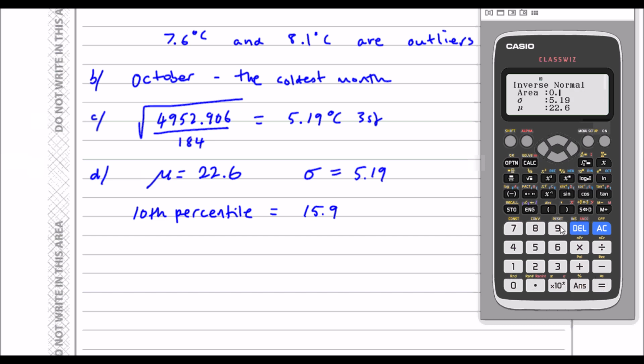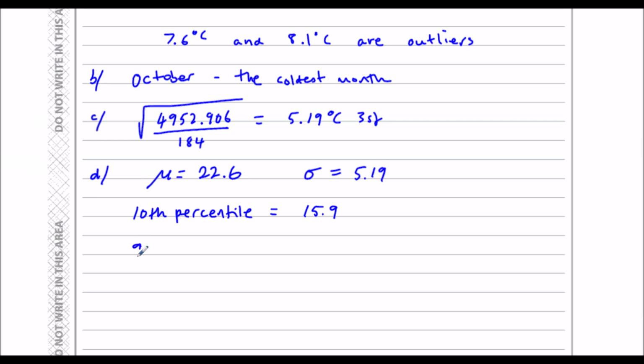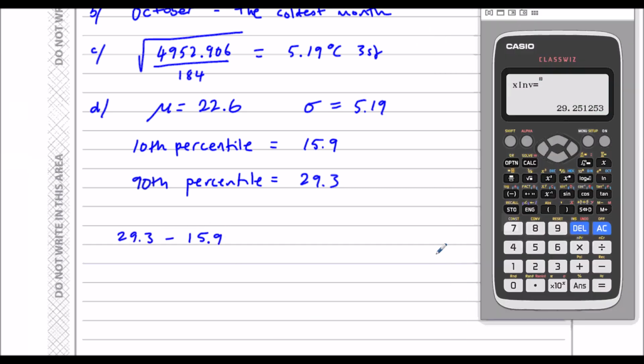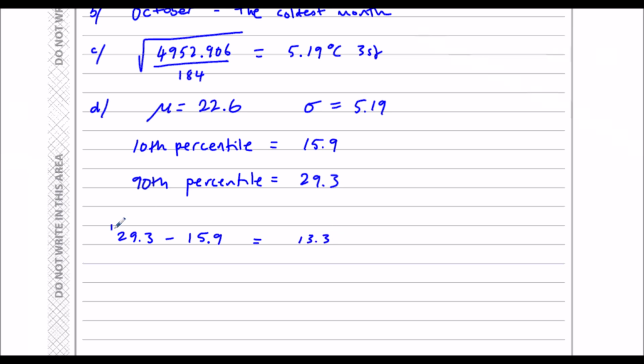And we'll go back in. We want the area of 0.9 now, 90%. Again, standard deviation 5.19, mean 22.6. So I'm going to click through here, and I've got 29.3. So the 90th percentile, 29.3. So our 29.3 take away our 15.9. So that's B take away A. So menu number 1 again. And alpha B take away alpha A is 13.3. So these were rounded, weren't they? 13.3 to 3 significant figures. And again, it's in degrees.